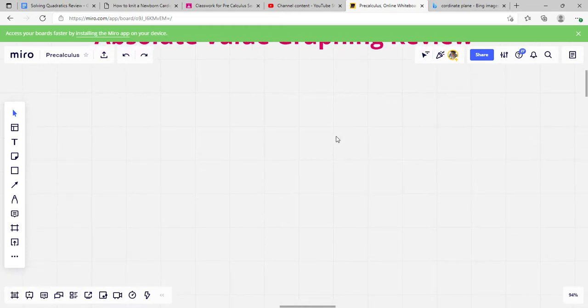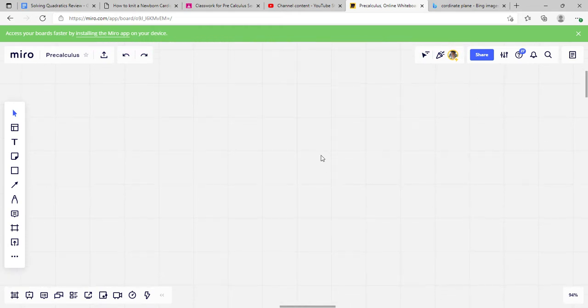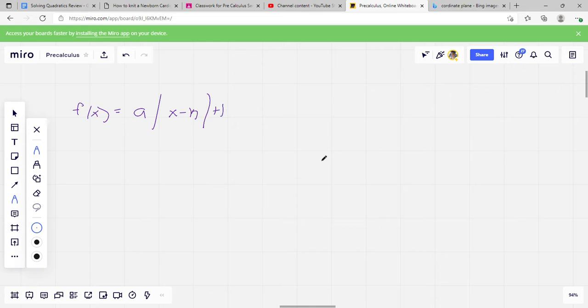Alright, so first up is our basic form of an absolute value problem. First we have f of x equals A, our absolute value sign, x minus h, plus k. Make sure that looks like an h there.